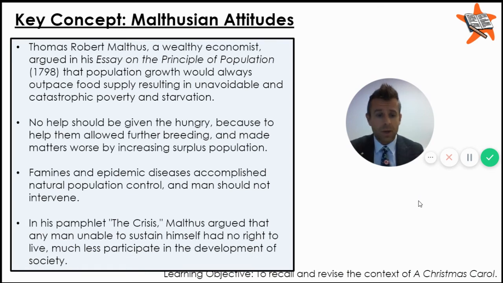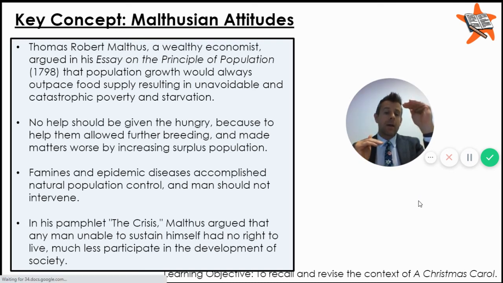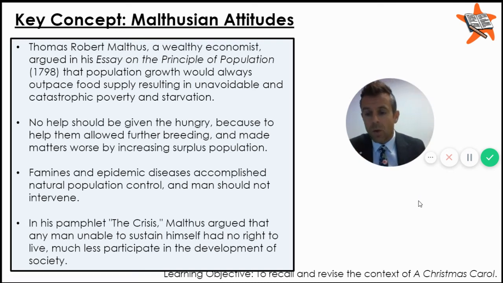Okay, so a key concept here is Malthusian attitudes, which I know you guys will be familiar with. So just a quick recap here. Thomas Robert Malthus, a wealthy economist, argued in his essay on the principle of population in 1798 that population growth would always outpace food supply, resulting in unavoidable and catastrophic poverty and starvation.